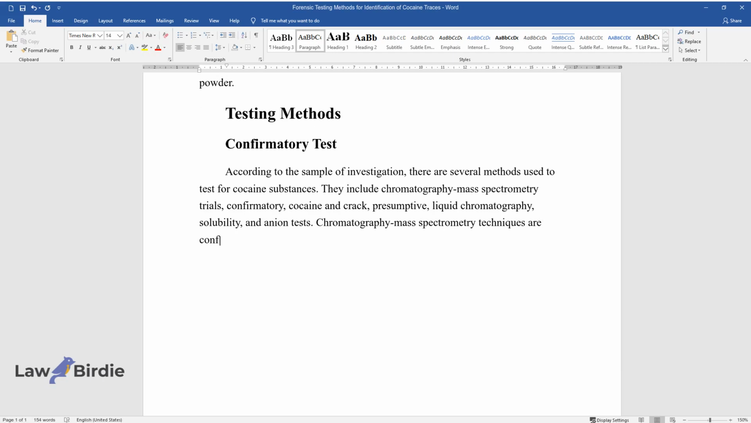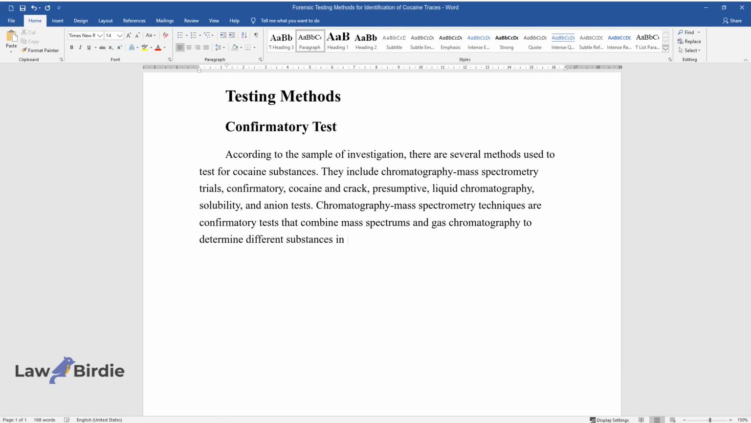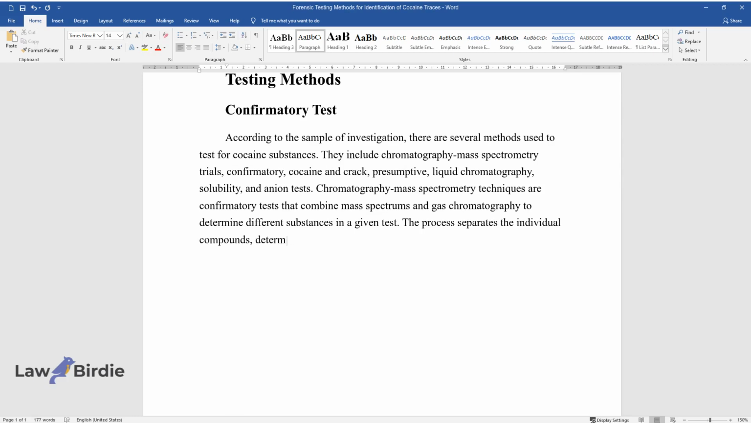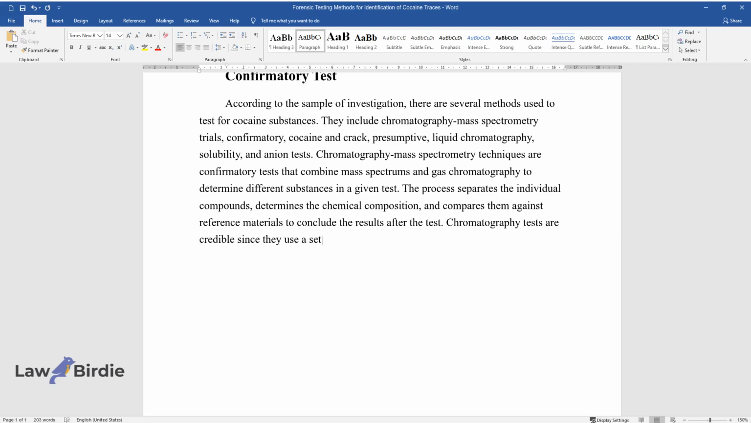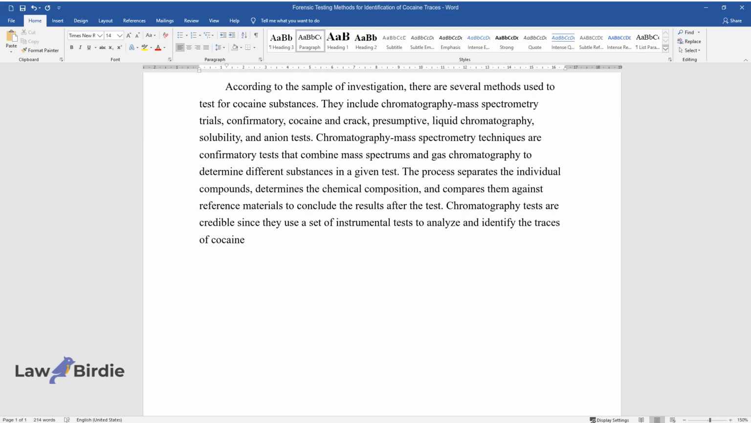Chromatography mass spectrometry techniques are confirmatory tests that combine mass spectrums and gas chromatography to determine different substances in a given test. The process separates the individual compounds, determines the chemical composition, and compares them against reference materials to conclude the results after the test. Chromatography tests are credible since they use a set of instrumental tests to analyze and identify the traces of cocaine in substances.